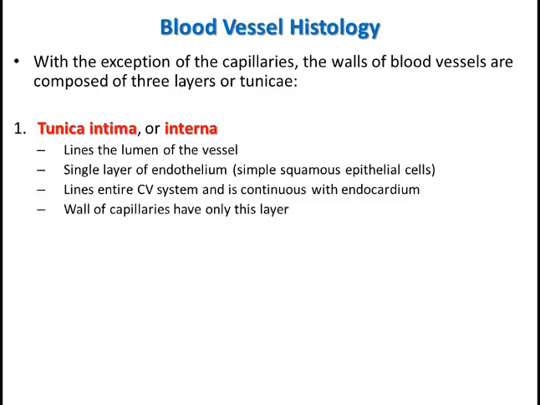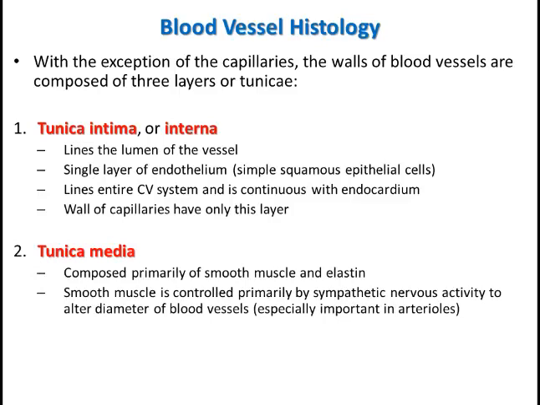Now, the tunica intima is composed of a single layer of endothelium, and that endothelial layer is simple squamous epithelial tissue. That layer lines the entire cardiovascular system. So all of the vessels have this, and it's continuous with the endocardium, the layer of epithelial tissue that lines the inside of the heart. When you go to the capillaries, this is the only layer of tissue that you'll find. Really, the capillaries are a tube made up of simple squamous epithelial tissue, which is ideally suited for its exchange role.